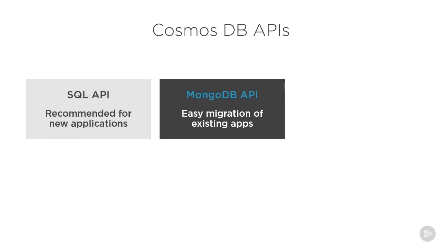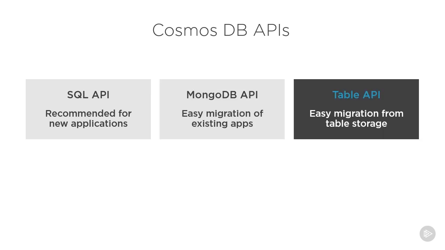The other API Cosmos DB offers is the MongoDB API. This is a great choice if you have an existing application which works with MongoDB and you want to migrate from MongoDB to Cosmos DB. You simply migrate your data from MongoDB to Azure Cosmos DB and change a connection string.